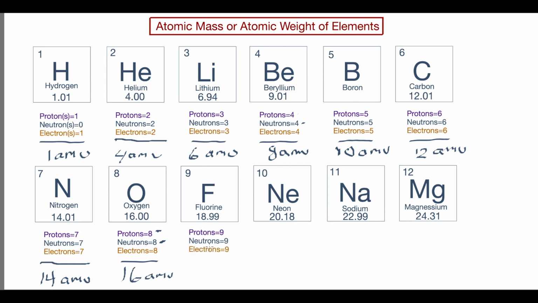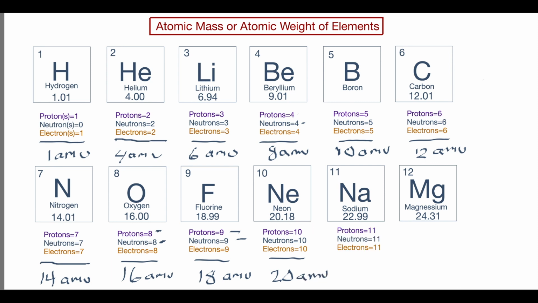Fluorine. Fluorine should have somewhere around 18.99. And let's see what the answer is. Number of protons is 9, number of neutrons is 9, electrons is 9. So we add the protons plus the neutrons, and we actually get 18 AMUs. So yes, that is correct. Let's go to neon. Neon has 10 protons, 10 neutrons, and 10 electrons. The answer should be that we have an atomic mass for neon, or atomic weight for neon, of 20 AMUs. And we have 20.18, very close. Now let's go to the next one.